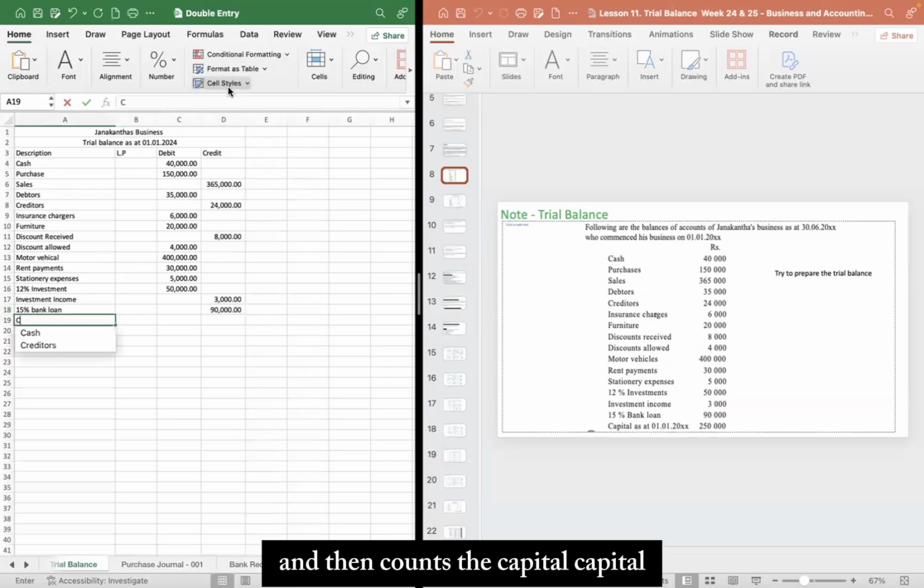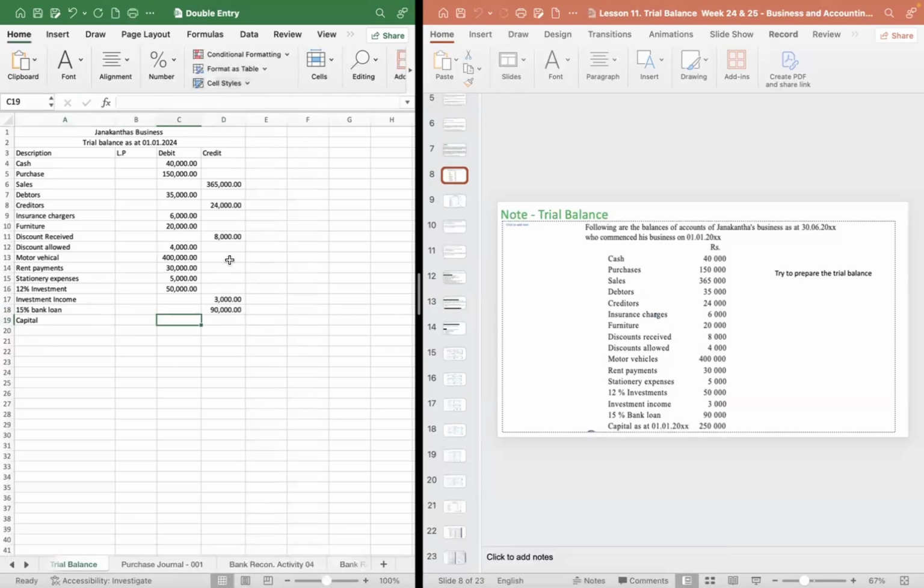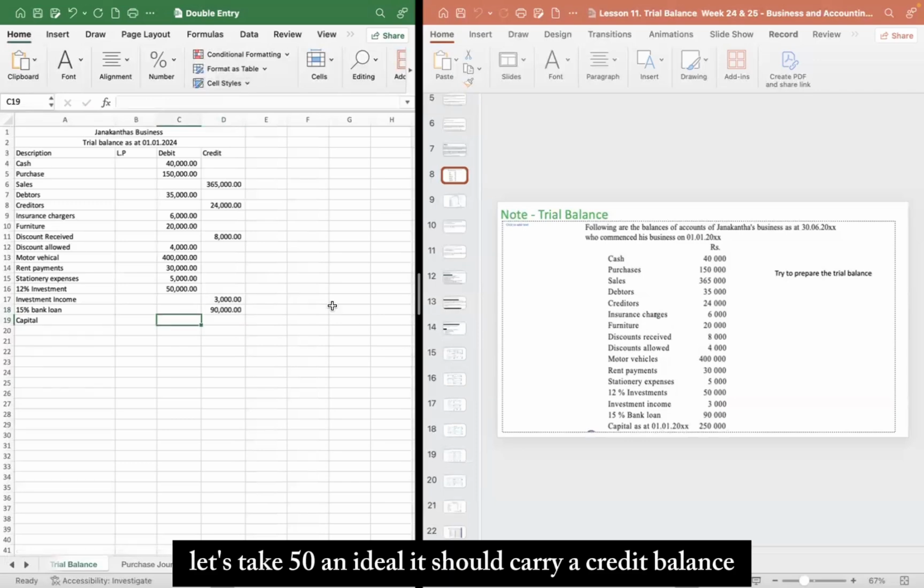And then comes the capital. What is capital in a business? It's the equity, and ideally it should carry a credit balance.